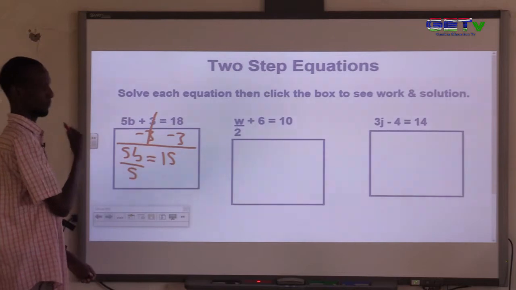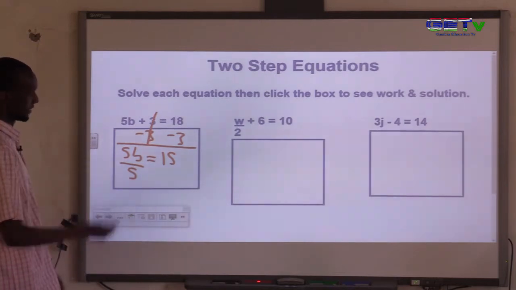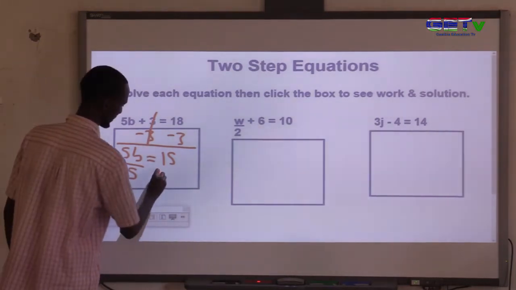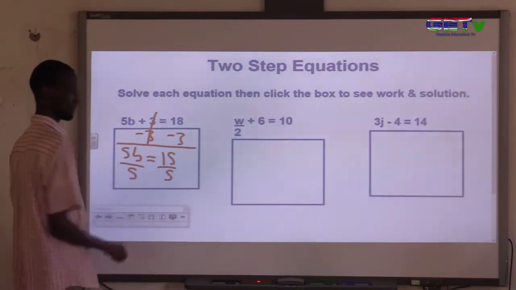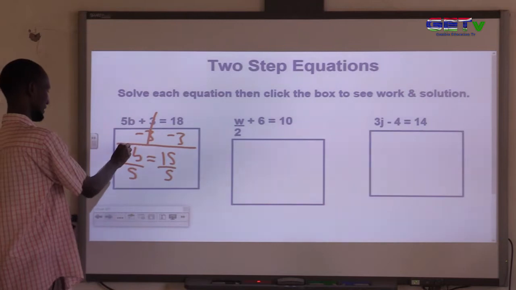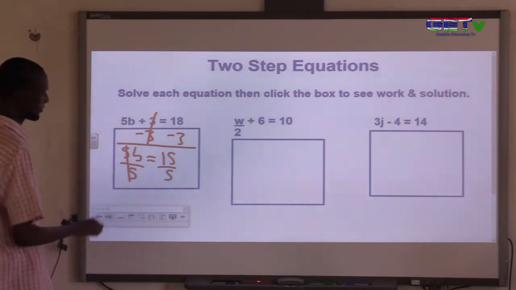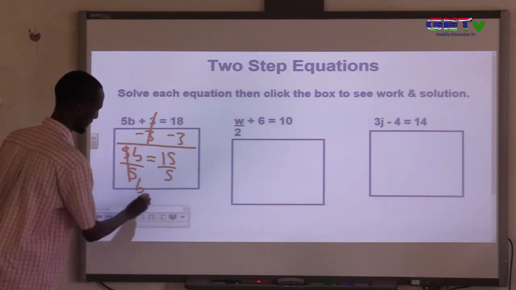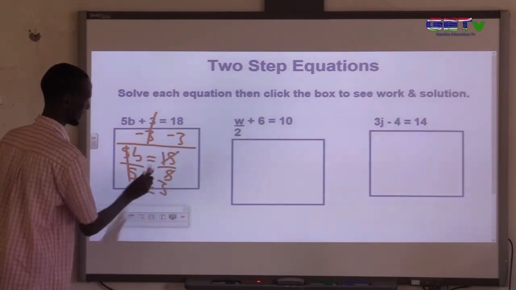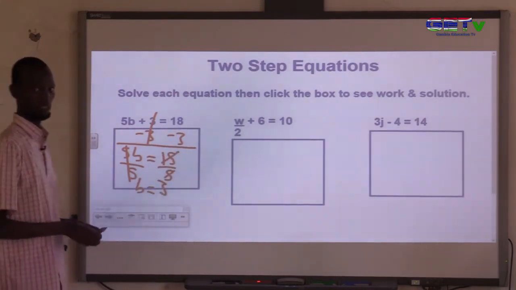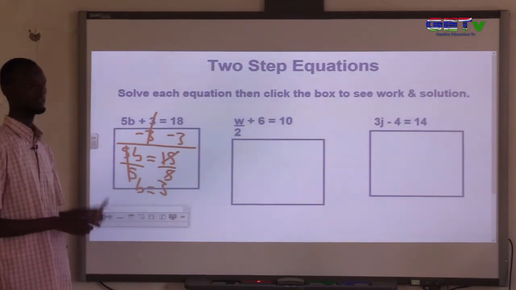Whatever I do to one side, I must do to the other side. So therefore, I must also divide this right-hand side by the same 5. The 5s will cancel out, and you are left with b being equal to 5 into 15 would be 3 times. So your solution is b equals 3.